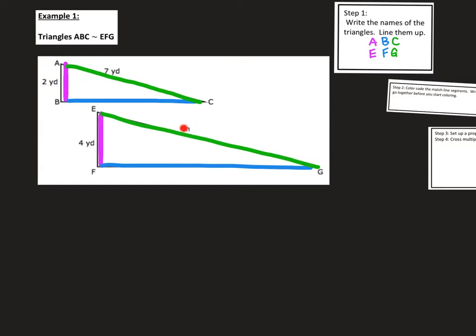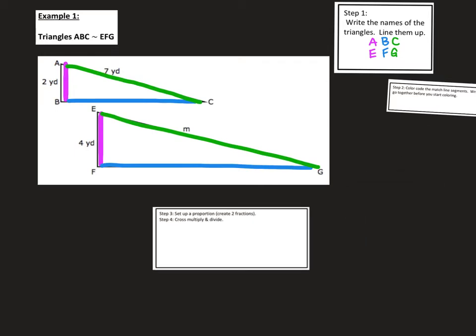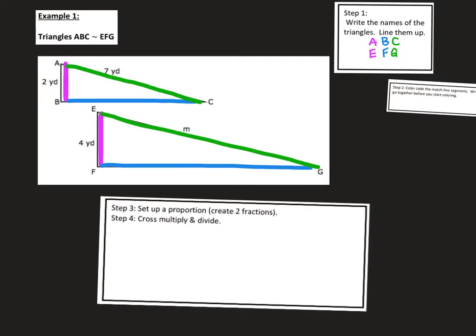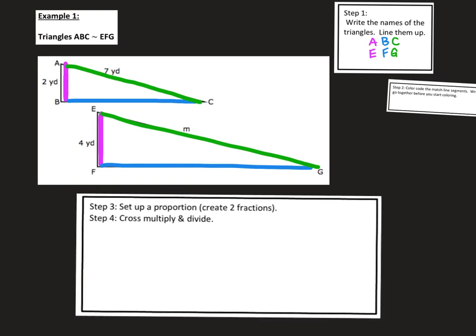There's a variable letter M. I'm going to use the relationship between the two sides I do know and see how they are, and then apply that same relationship to these two green lines so I can get the missing measurement. I'm going to pull out this tab that says step 3, and I'm going to write in it.